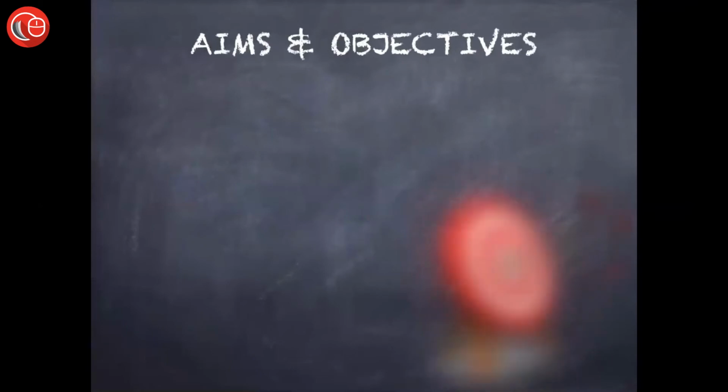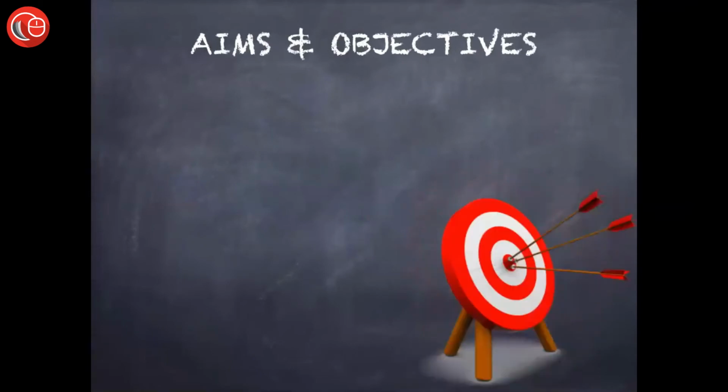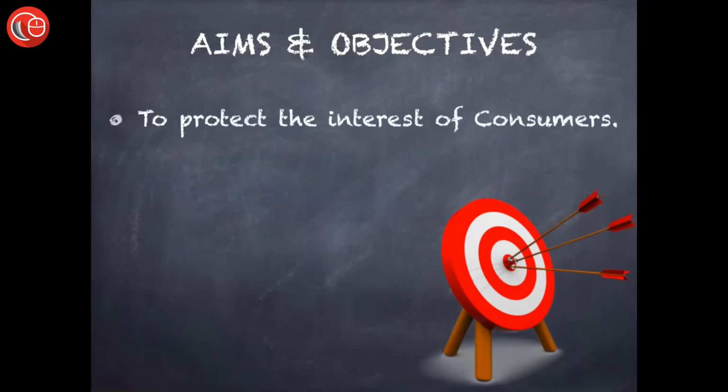So, beginning with the aims and objectives of this act, let's see what all are the main agenda or the main aims that are covered under this act. So first of all, it is there to protect the interest of the consumers. So definitely, as the name itself suggests, it is the consumer protection rights. So the very aim of this act is to protect the interests, whatever the transactions that the consumer is making in the economy, it should be protected against any violation.